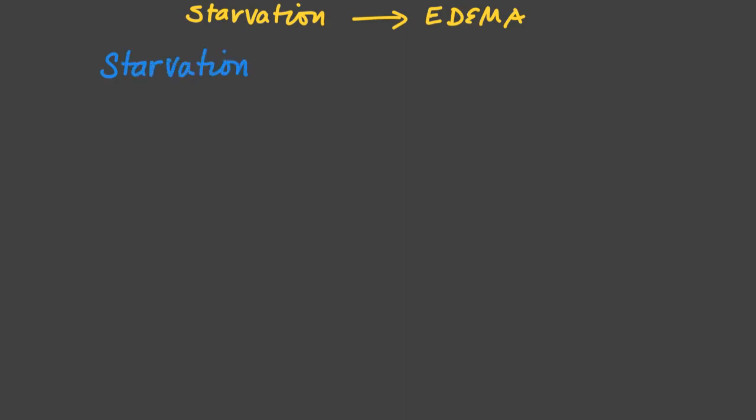A child who is a victim of starvation ends up with a swollen belly, which is really edema. So we're going to take a look at how starvation ends up in edema. Here we have a child that is starving, and as a result, the dietary intake of protein is very low because during times of famine, it is very hard to get protein.